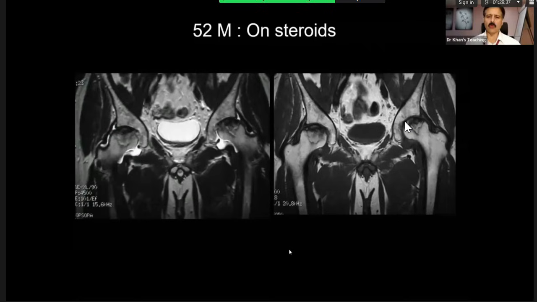And on which sequence, this is a viva question, on which sequence do you see the double line sign, and can you point it out to me? Here on the T1 weighted sequence. Can you move the mouse? I cannot see the mouse.